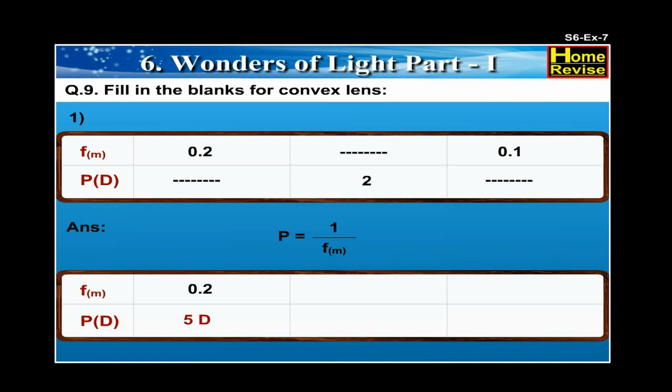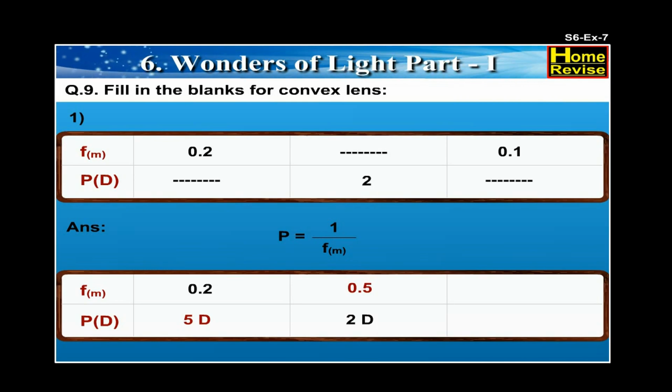2. P is equal to 2D. What is the focal length? P is equal to 1 upon f. Substituting the values, 2D is equal to 1 upon f. Therefore, f is equal to 1 by 2. Therefore, focal length is equal to 0.5 meters.